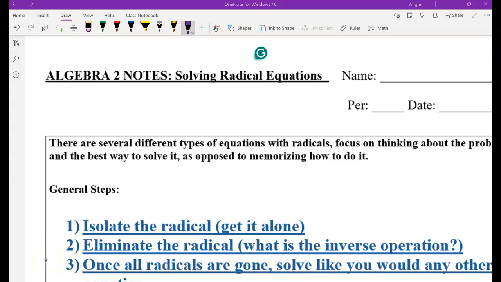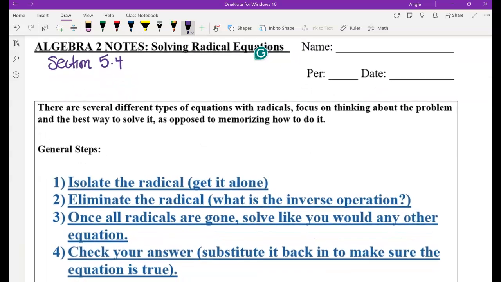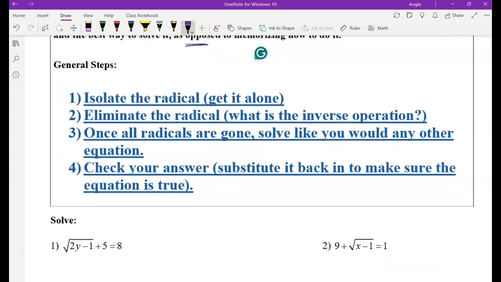All right, guys, so this is section 5.4. I forgot to type that in. Solving radical equations. So it says here there are several different types of equations with radicals. Focus on thinking about the problem and the best way to solve it, as opposed, okay, guys, to memorizing how to do it, okay? So here's some guidelines.